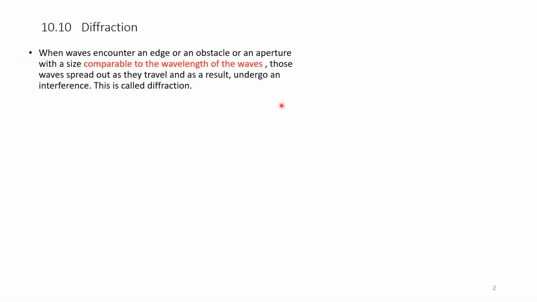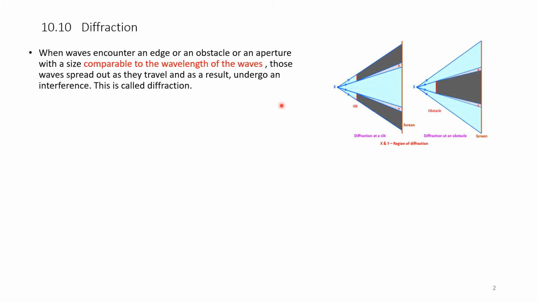When waves encounter an edge or an obstacle or an aperture with a size comparable to the wavelength of the waves, those waves spread out as they travel, and as a result they undergo interference. This is called diffraction. Please see the diagrams on the right hand side.